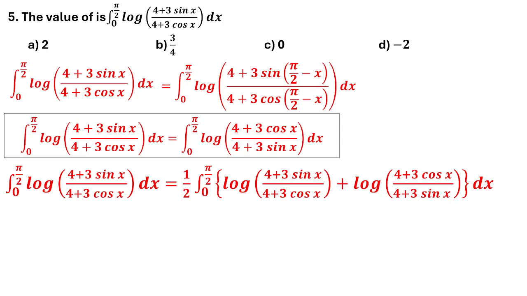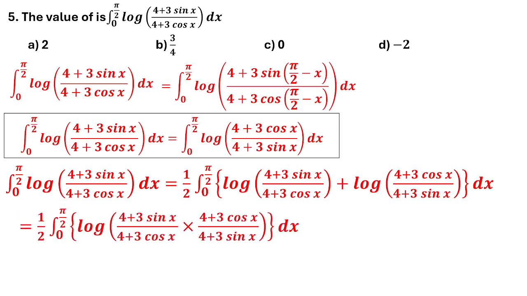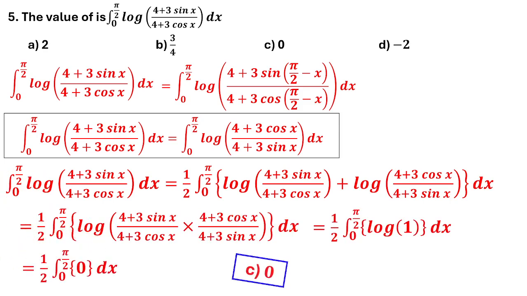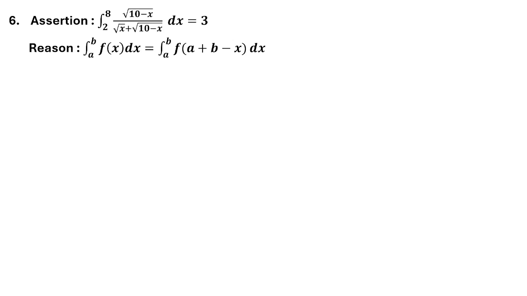But some books will use the 2 on the left hand side, or otherwise you can have half. Both are one and the same. Now, when you use the property of log m plus log n equals log mn, you will get log 1. What is log 1? 0. Therefore, option C is correct. So, the answer is 0.